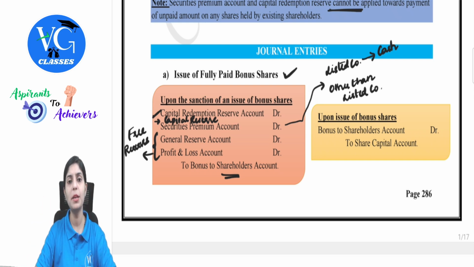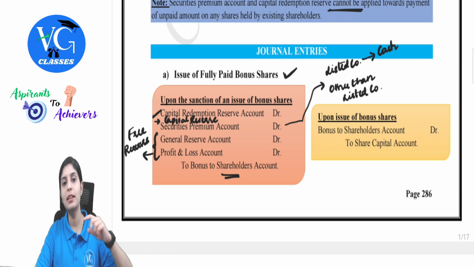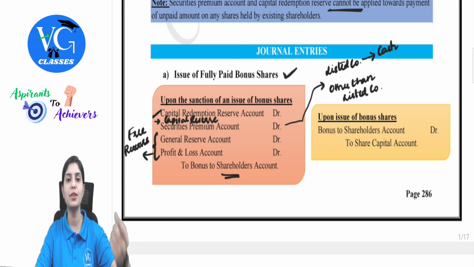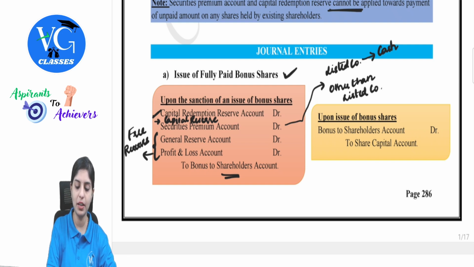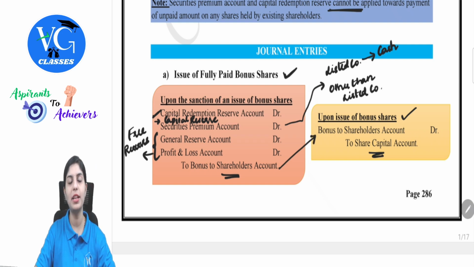Next, when I'm giving bonus to shareholders, it is nothing but converting my reserves into capital. So ultimately, your capital balance should be credited. So what will be the next entry when the bonus is issued? Bonus to shareholders account debit to share capital. So this is what is being cancelled when the shares are getting issued.